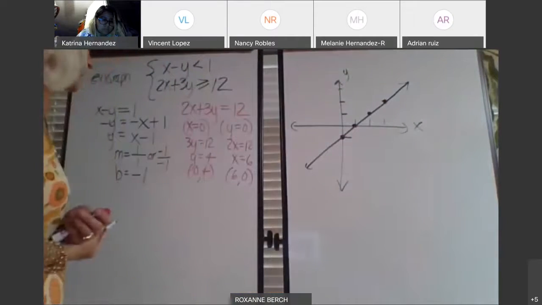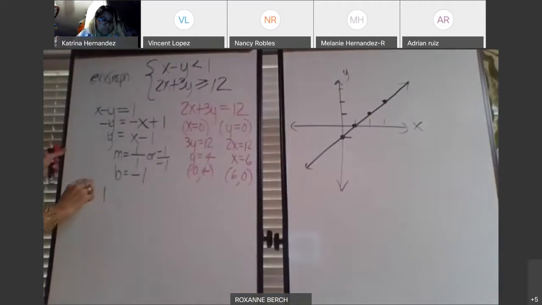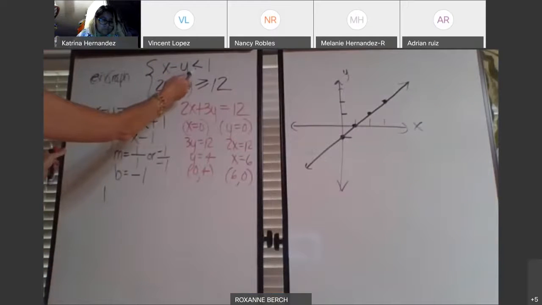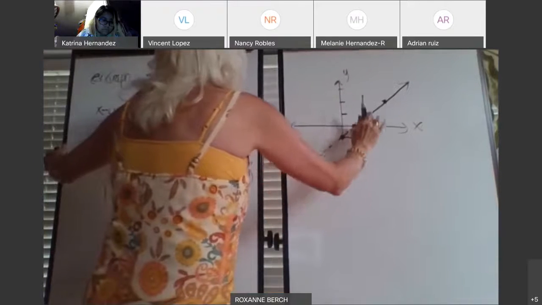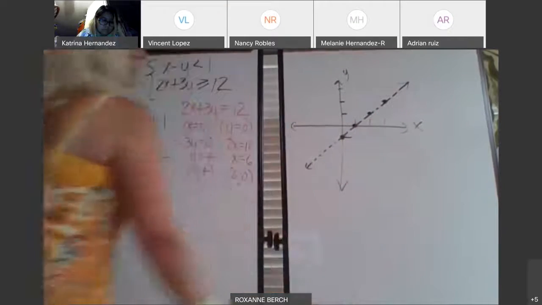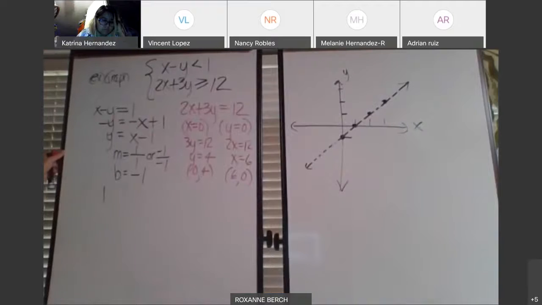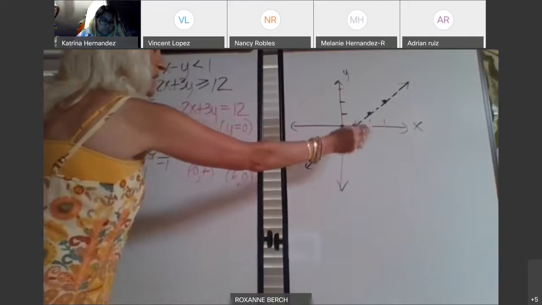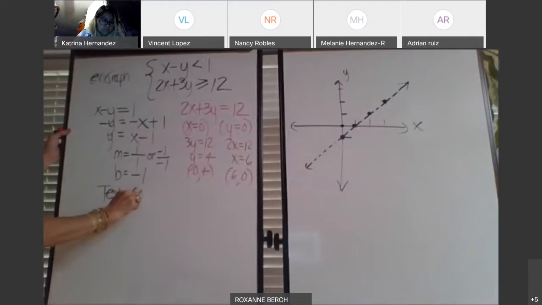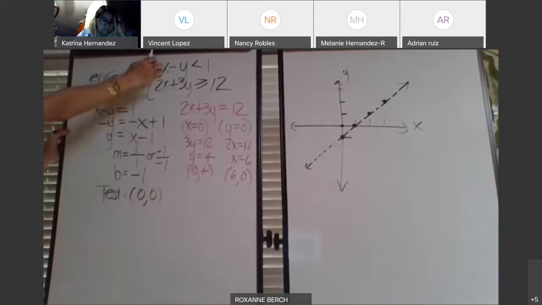Now we have to decide if it's dotted or solid. Is this dotted or solid? Dotted. That means the solutions cannot be on the line. Okay, so now we're going to test a point. And look at my 0, 0 is open. So I'm going to put a little mark there so I know where I am. And I'm going to put it into the top.